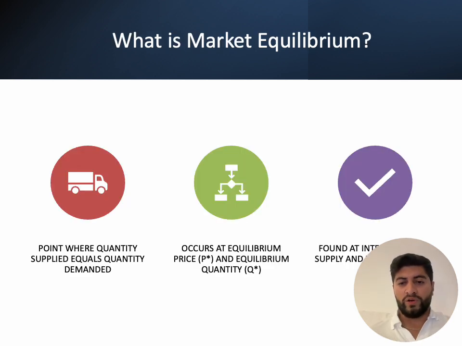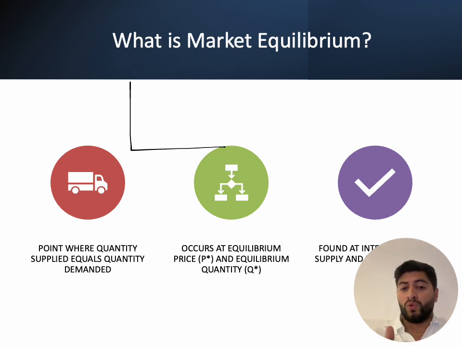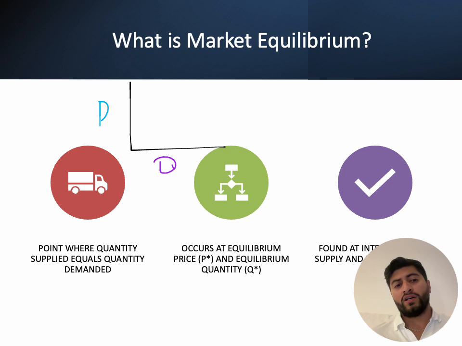So what is market equilibrium? Market equilibrium happens when the amount of buyers that want to purchase something is exactly equal to the amount of sellers that want to sell something. This balance happens at one specific price, called P star, and at one specific quantity, called Q star.